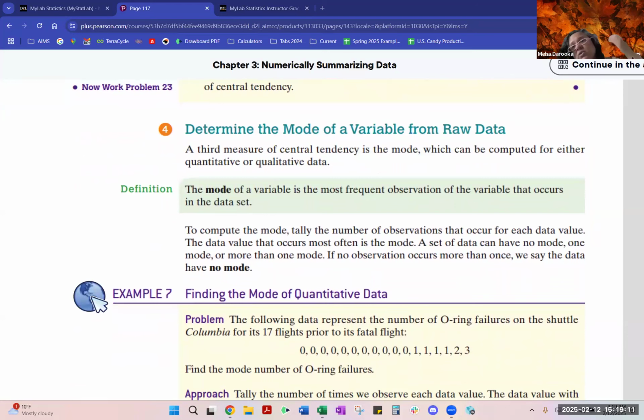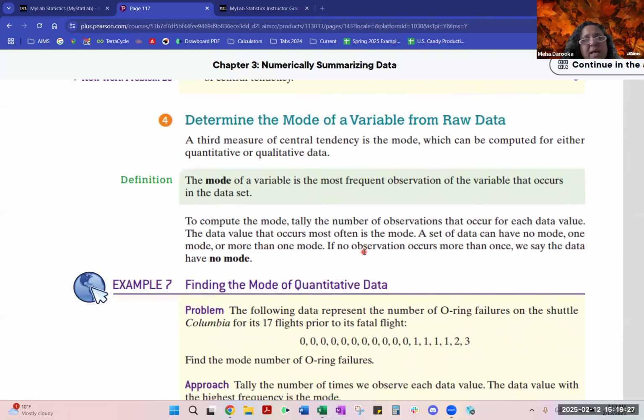Okay, any questions so far on finding the median and calculating the mean? Okay, so the last calculation that your textbook is talking about is the mode.